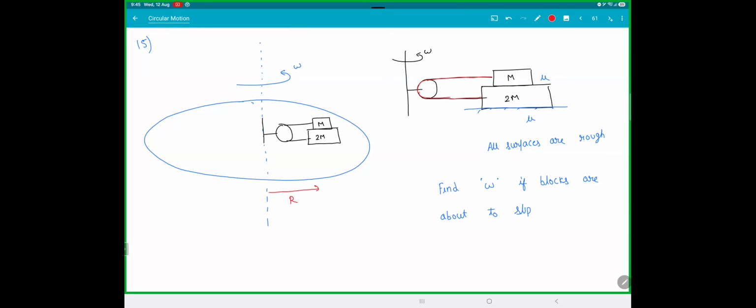Step 1, draw your free body diagram. Story is still the same. The only thing you learn in this chapter is the observer is at the center and there's a centrifugal force. Then step 1, free body diagram, equation, constraints, whatever.